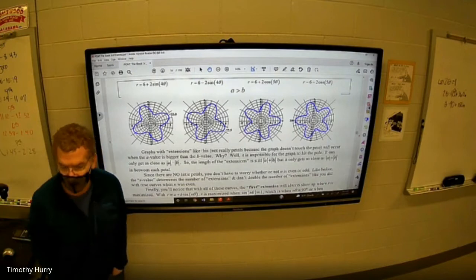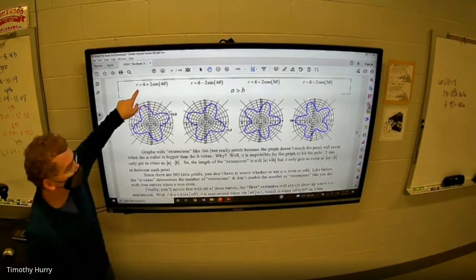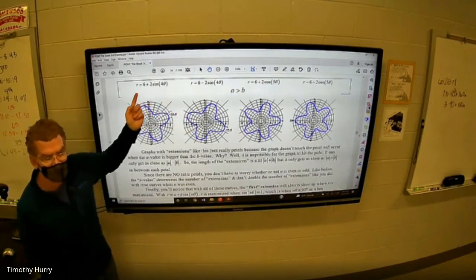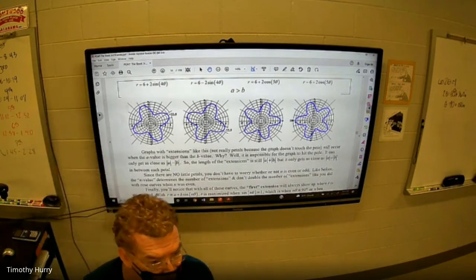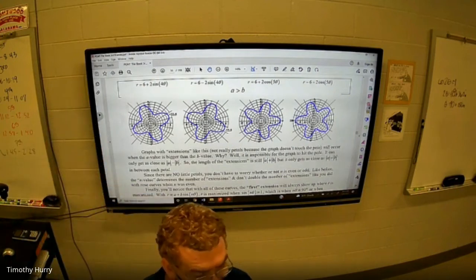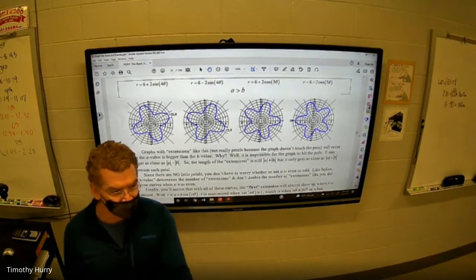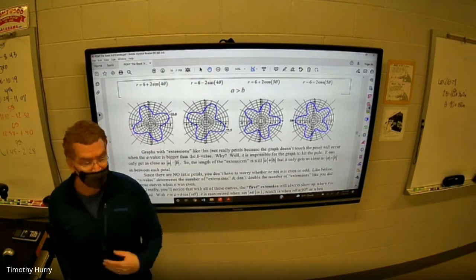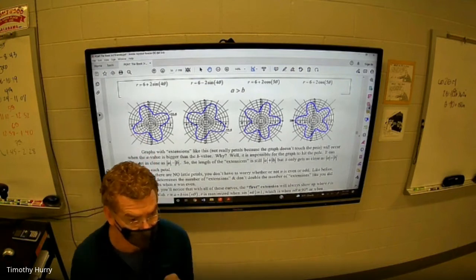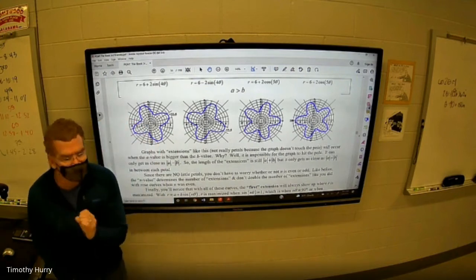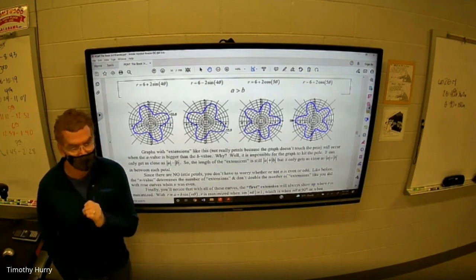What do you see here? No, talk to me up here. What do you see? Now the A value is bigger. If the A value is bigger, guys, is it possible to have a negative petal? No. I'll go one step further. Is it possible to have an R that's 0? No. So this can't hit the pole at all.